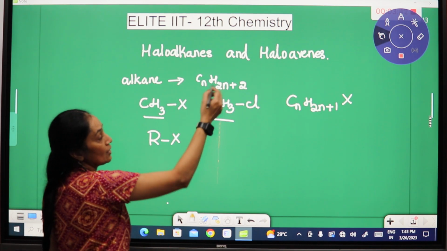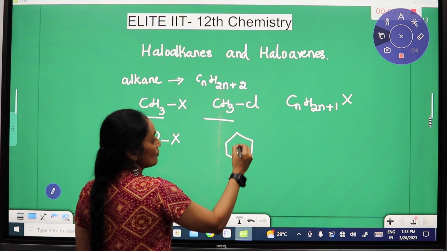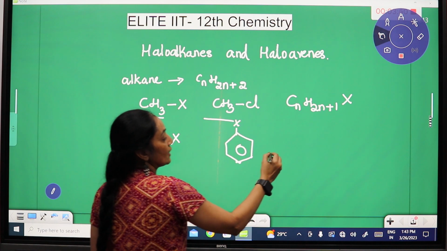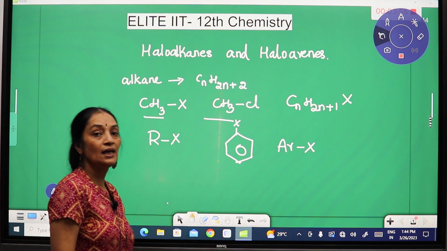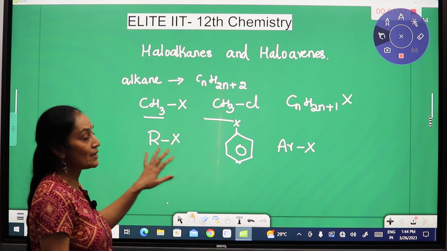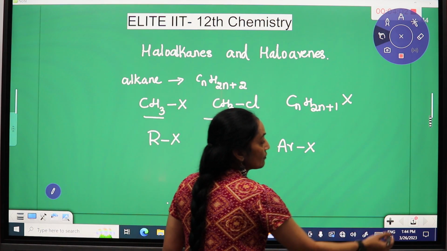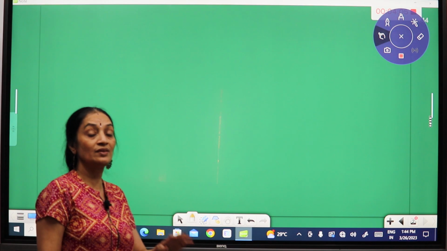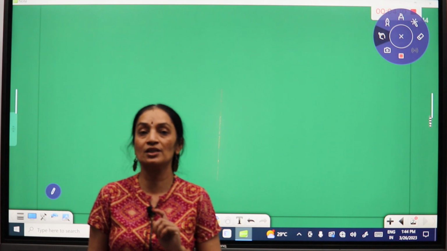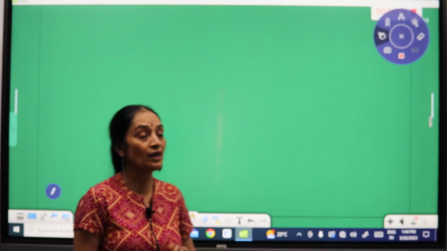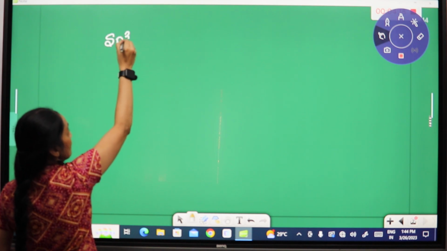Same thing if you represent by aromatic group, that is a benzene ring with a halogen, we will take this as Ar and X, that is called an aryl halide. Now, with this basic introduction, we will start with the classification. We will start with the hybridization. We have three types of hybridization: sp3 hybridization, sp2 hybridization and sp hybridization. Let me start with sp3 hybridization.